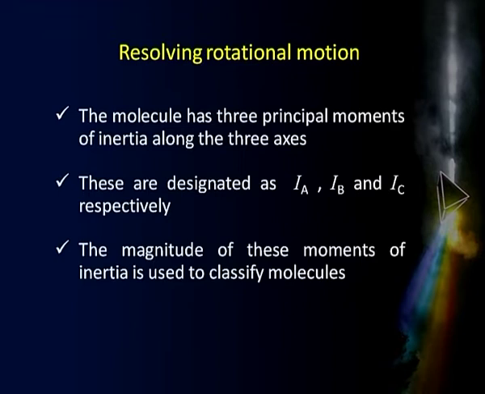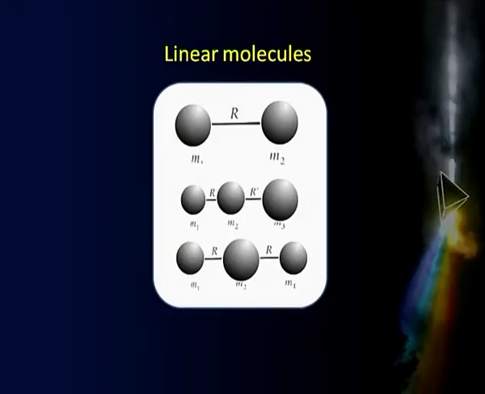What does it mean? If I have a molecule that is rotating, then depending on the value of IA, whether it is 0 or non-zero, more or less, that is used to classify it. Let us take some examples. Typically, for linear molecules, I find that IA is equal to 0. Let us understand what it means.